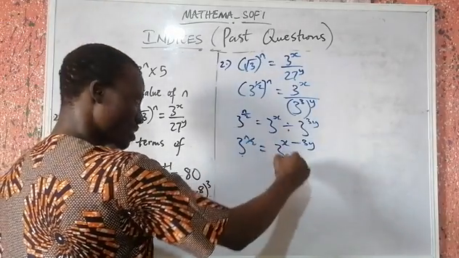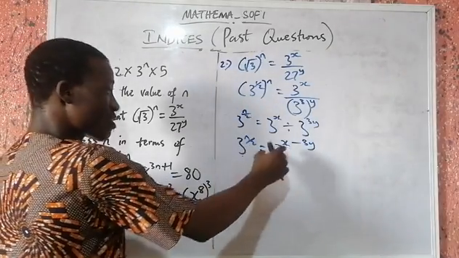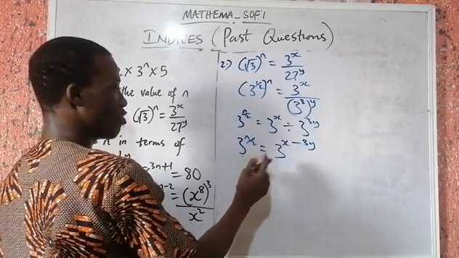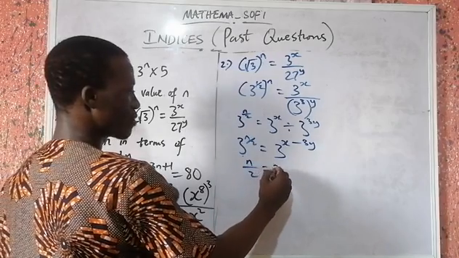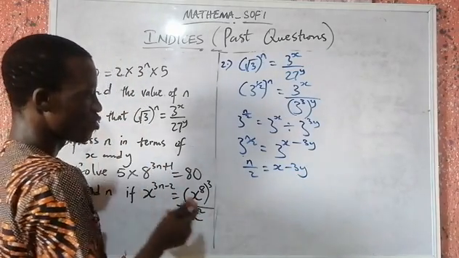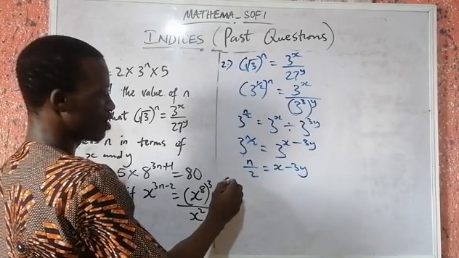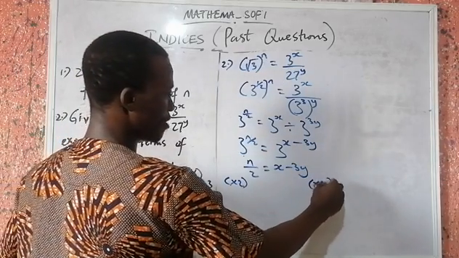Don't say 3 cut 3. 3 does not cut 3. You don't have any proof for that. But because the base is the same, we can compare the power also. That means n over 2 equals x minus 3y. So for us to remove these two now so that we can get our n, I can multiply both sides by 2. I will multiply both sides by 2.